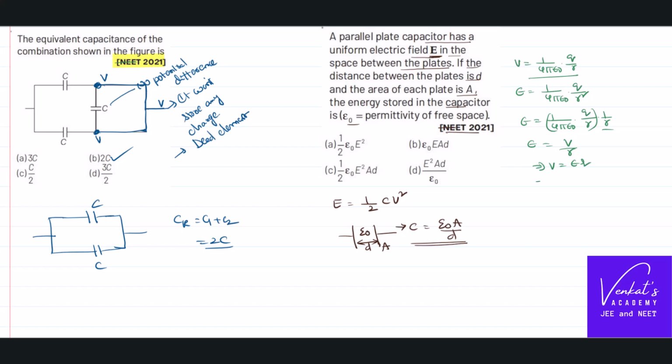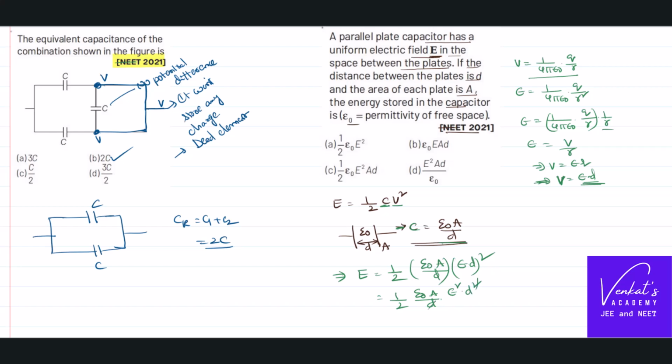Here the distance between the plates is D. So V can be written like ED. So in the place of this V, I have to write this potential formula. In the place of C, I have to write this capacitance formula. Then I will get the new format of energy stored in a capacitor. That implies energy stored in a capacitor is half CV square. So in the place of C, epsilon naught A by D. In the place of V, ED whole square. So this formula is half epsilon naught A by D, electric field intensity square and D square.